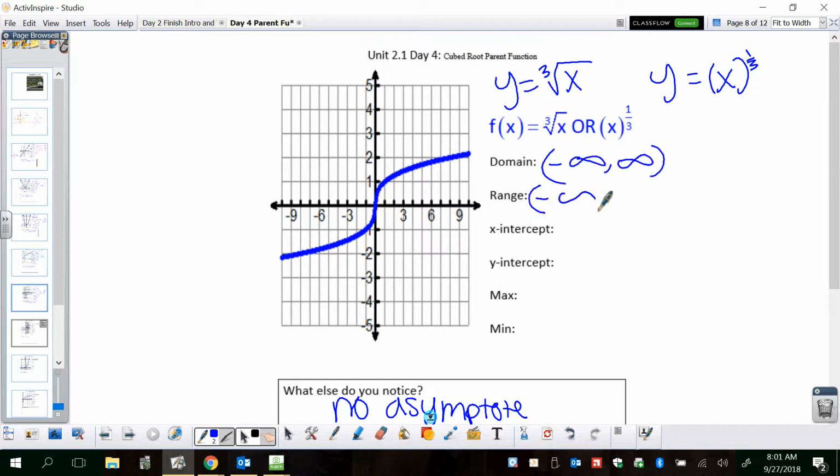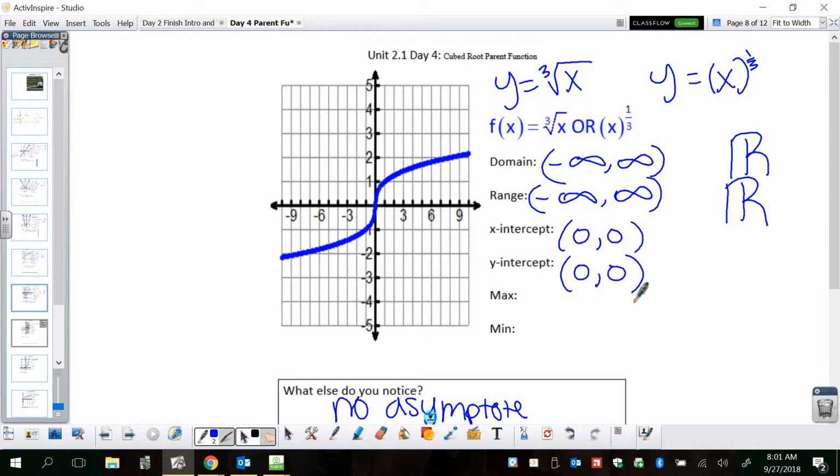There's 9. I don't know. 1, 2, 3, 4, 5. This is 6. We'll get there. Okay, what's my x-intercept? What's my y-intercept? 0, 0. Maximum, minimum? No.